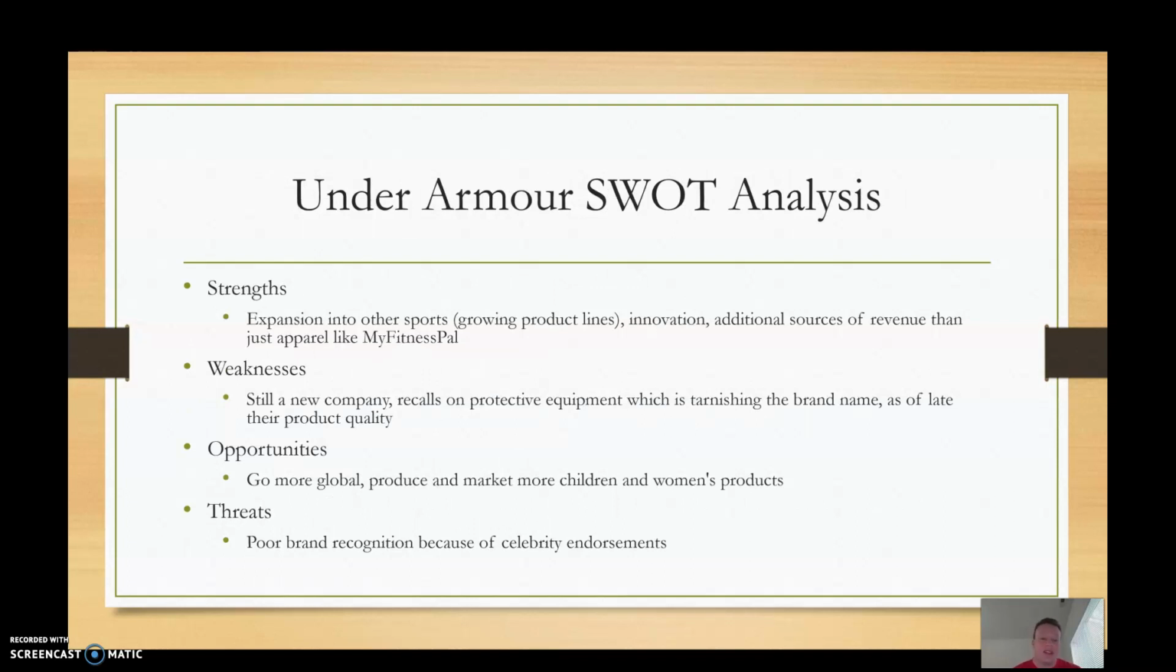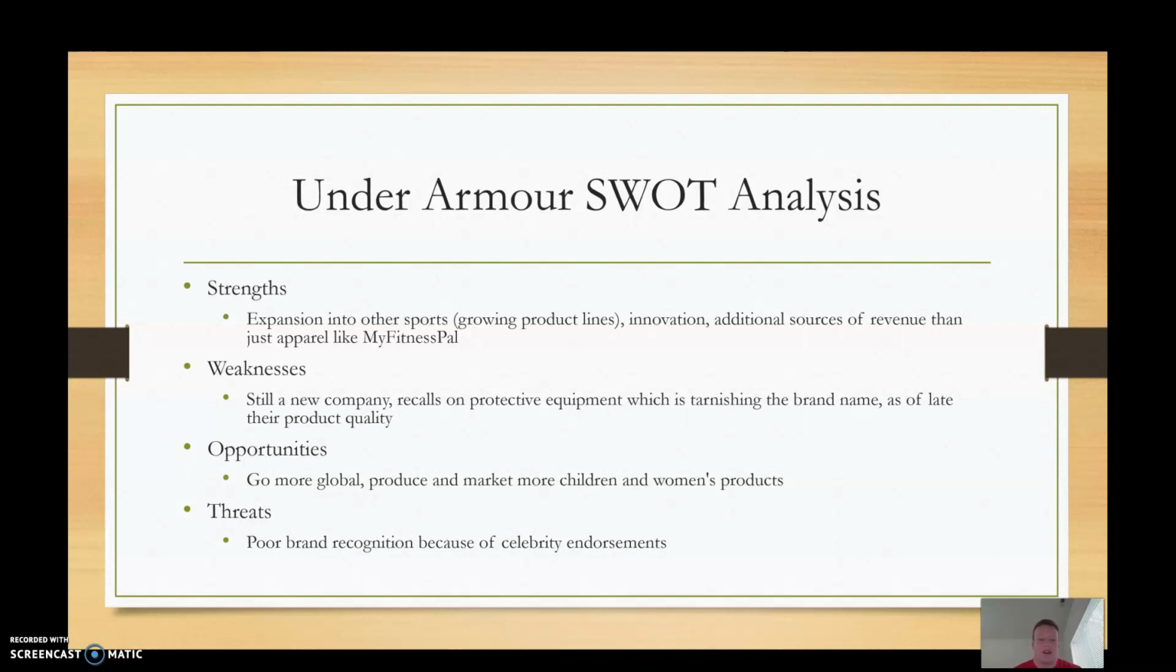Next is the SWOT analysis. So one of their strengths is they're growing their product lines by expanding into other sports. They are still very innovative in their own ways, trying to improve their cold and warm gear. And then they also have additional sources of revenue other than just apparel. In 2015, they bought MyFitnessPal. So they're kind of competing with Nike in the app space as well. You can just track all your nutrition, all your workouts on there. If you're trying to gain weight, lose weight, once again, just growing into the ever more health-conscious market.